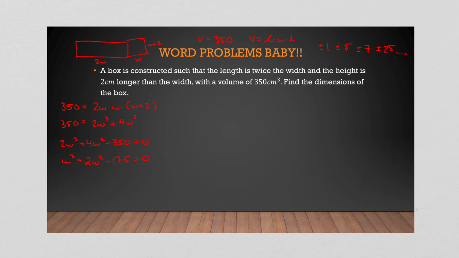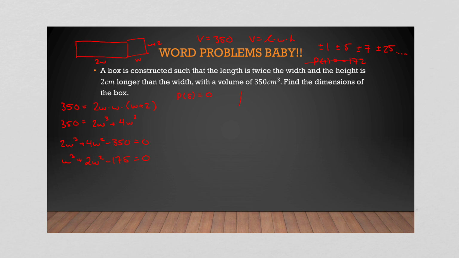We don't need to consider negatives because width is a length, right? And it can't be a negative value. So you really only got to test your positive values. And you want to just try some. Now, if I tested 1, so we'll just call this polynomial p of 1, which is what I'm not going to do on the screen, you end up with a remainder of negative 172. So that doesn't work. But when you do p of 5, you get a remainder of 0.